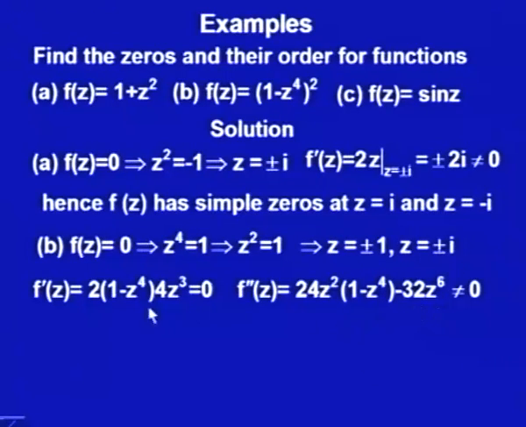So, what will be the order of the zeros at these points? The order of the zero would be 2, because what we have is f(z) is 0, f dash(z) is 0, but f double dash(z) is not 0. So, for this function (1 minus z to the power 4) whole square, we do have 4 zeros at 1, minus 1, i and minus i, and all these zeros are of second order.